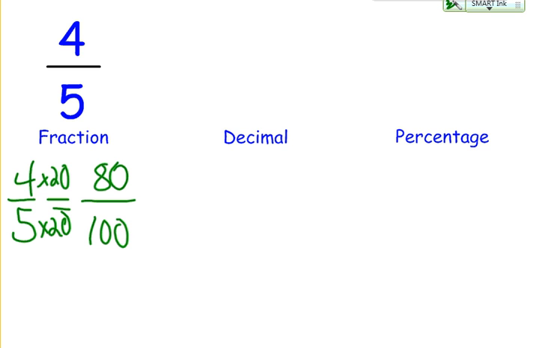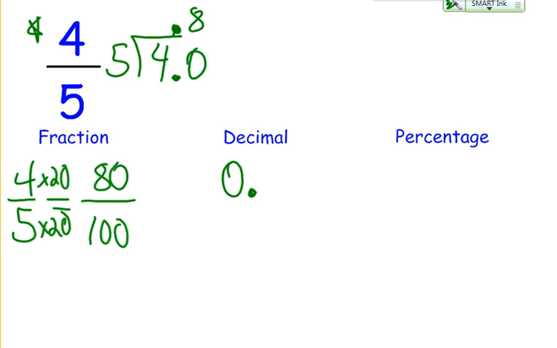The other process is we can take this number 4 and just divide it by 5. It's 4 divided by 5. Okay, 5 goes into 4 0 times. Add a decimal, add a 0. The decimal goes straight up. 5 goes into 40 8 times. And just like that, we've looked at 2 different ways to get our decimal.